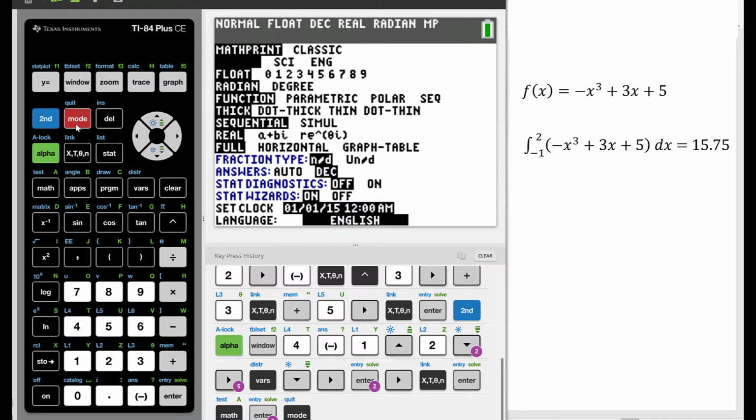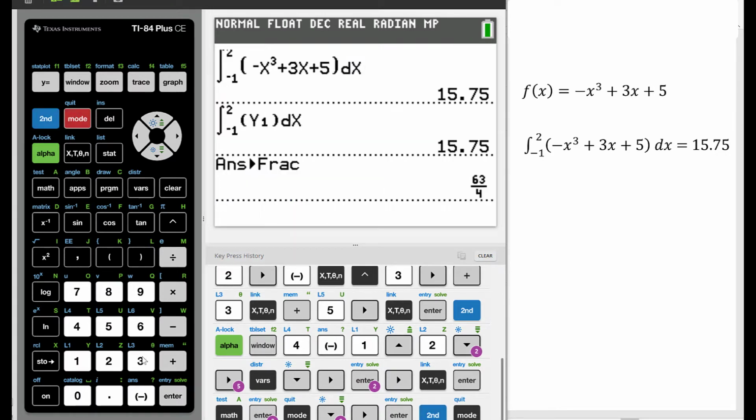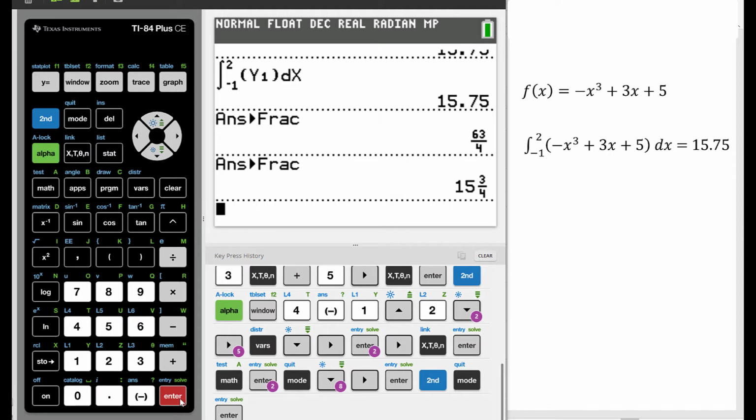If I want it as a mixed number, I can go to mode and I'll press the down arrow key until I get to where it says fraction type. And then we're going to go right arrow key to where it says UN and then divided by D. Press enter and then press second quit, and then we can press enter. I believe we can press enter again, and yes, this will give us our answer in the form of a mixed number, 15 3/4.